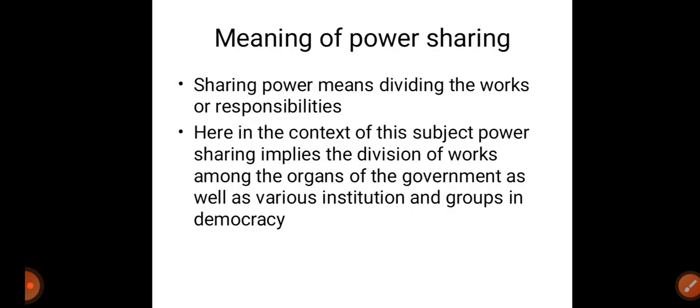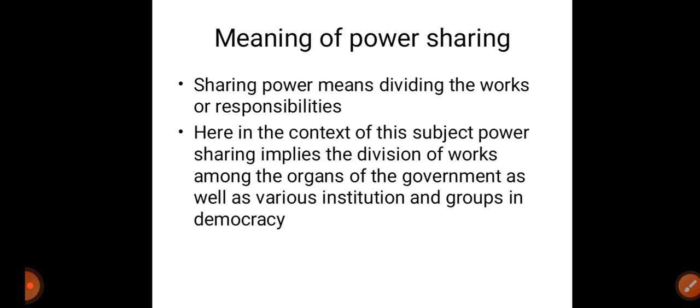Okay, let us first try to understand the meaning of power sharing. Power and sharing, these 2 words we have, right? Sharing, everyone is familiar with, and the word power is also quite familiar to us. So what is power sharing? When we are asked, what we have to remember is basically these 2 points. The first point is that sharing power means dividing the works or responsibilities, that is, distribution of works.